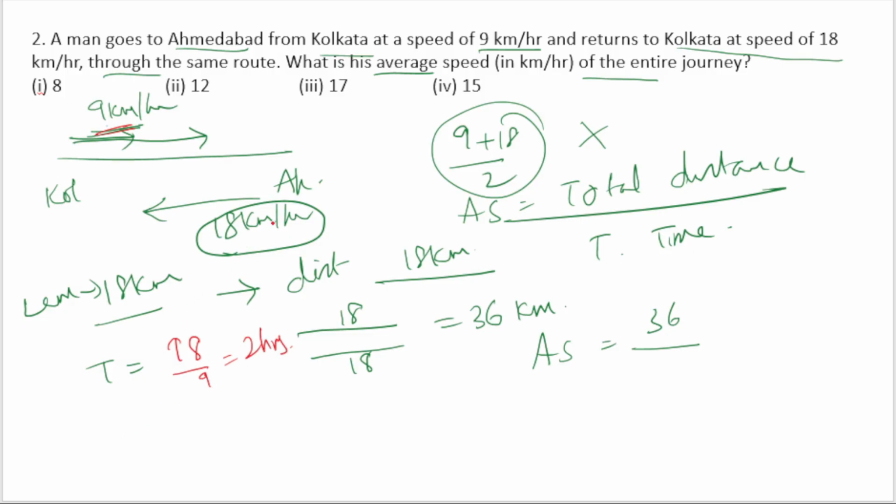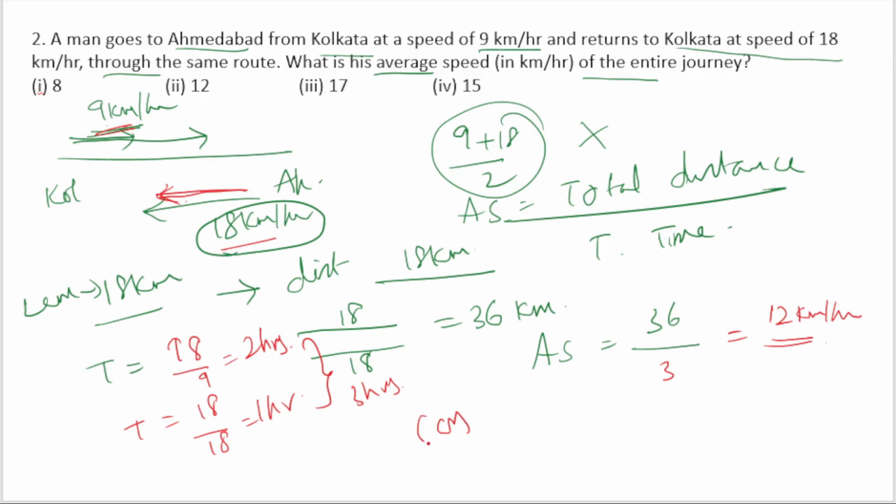And in the second way, from Ahmedabad to Kolkata, he traveled with 18 kilometers per hour. So time is equal to distance divided by speed. It is 1 hour. So what is the total time taken? It is 2 plus 1, 3 hours. So total time is 3 hours. Average speed is equal to 12 kilometers per hour. This is the answer.